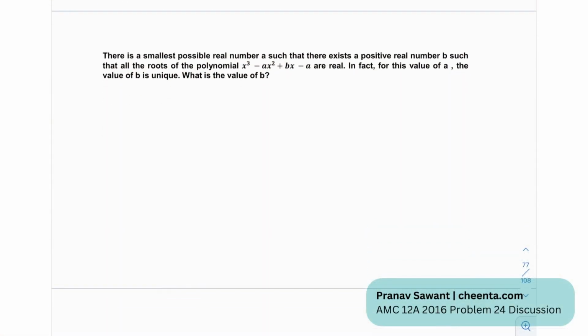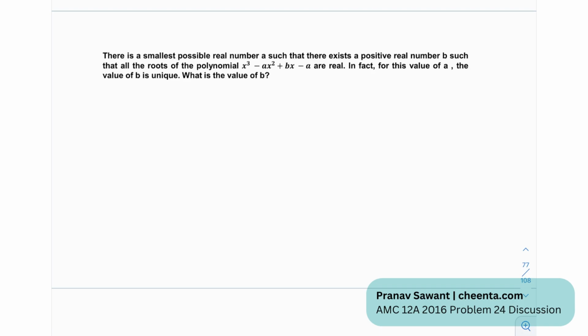Okay, so what have they given us? They've given us that there's a smallest possible real number A such that there exists a positive real number B, so that all the roots of the given cubic polynomial are real. In fact, for this value of A, the value of B is unique. What is the value of B?